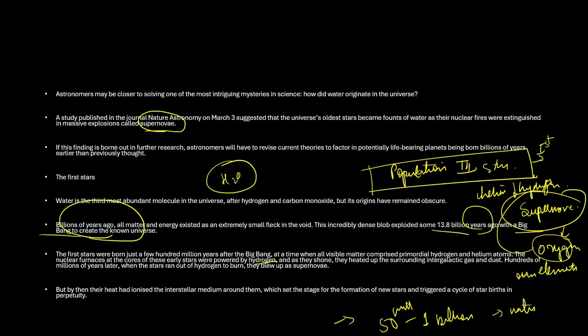But yes, what are some important things that you have to understand? What is a population 3 star? Okay, when a population 3 star exploded, that is called a supernova. This population 3 star was made up of only hydrogen and helium. When the supernova happened, other elements like oxygen were formed. And when this was formed, this oxygen combined with hydrogen to form water. So these are some of the things that they're trying to tell us.